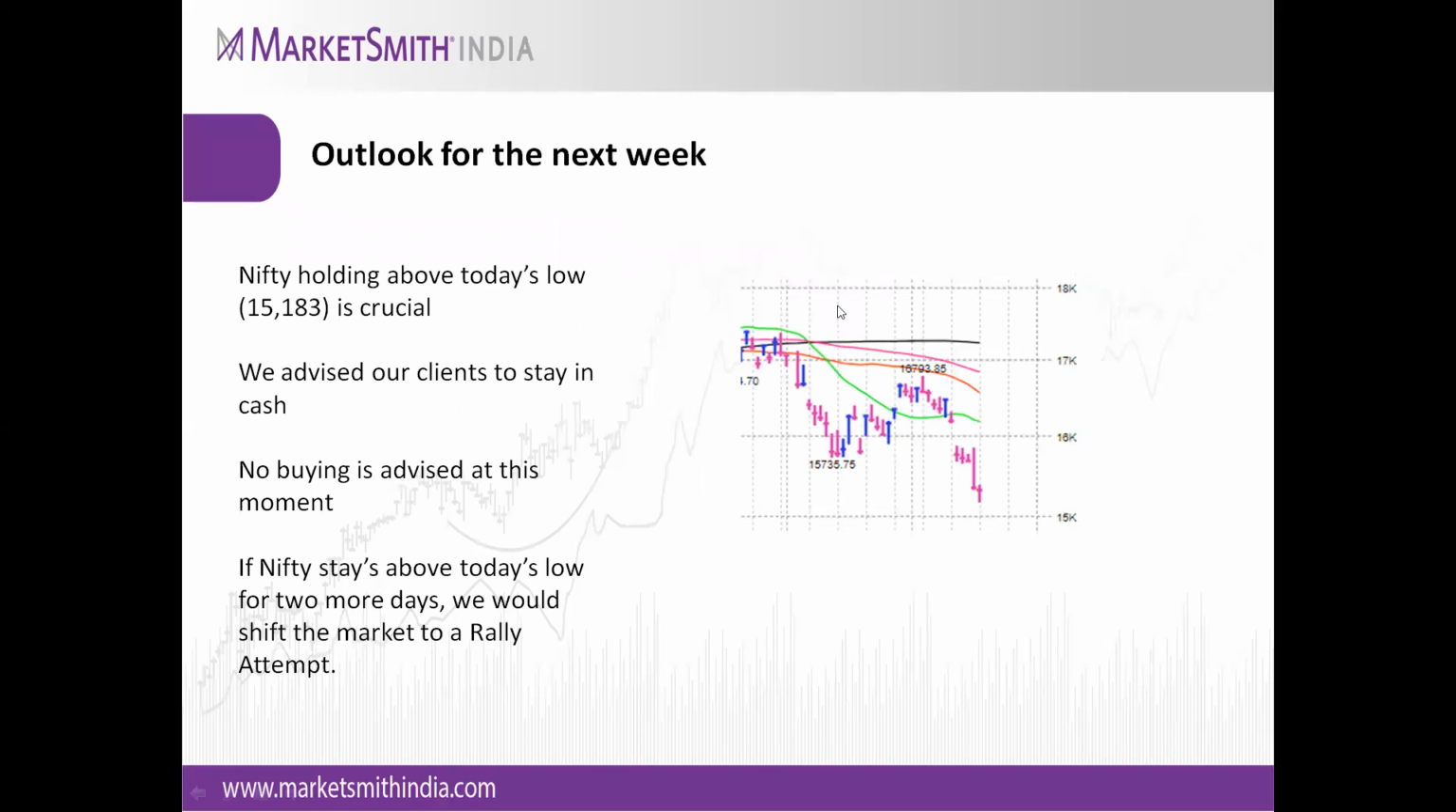Talking about the outlook for next week, Nifty holding today's low of 15,183 is crucial. If that level is not breached in the next two sessions, we'll move the market status from correction to rally attempt. From rally attempt, we'll look for a follow-through day before changing the market status to confirmed uptrend. But looking at the global scenario and macroeconomic point of view, we might not see a follow-through day very soon. We are expecting more selling in the coming weeks as well, but this is just an expectation.